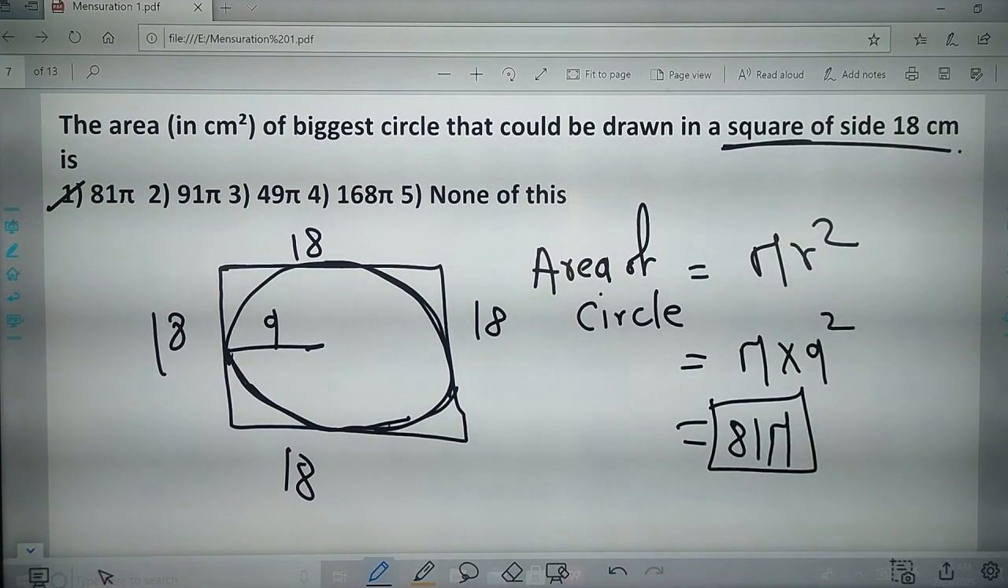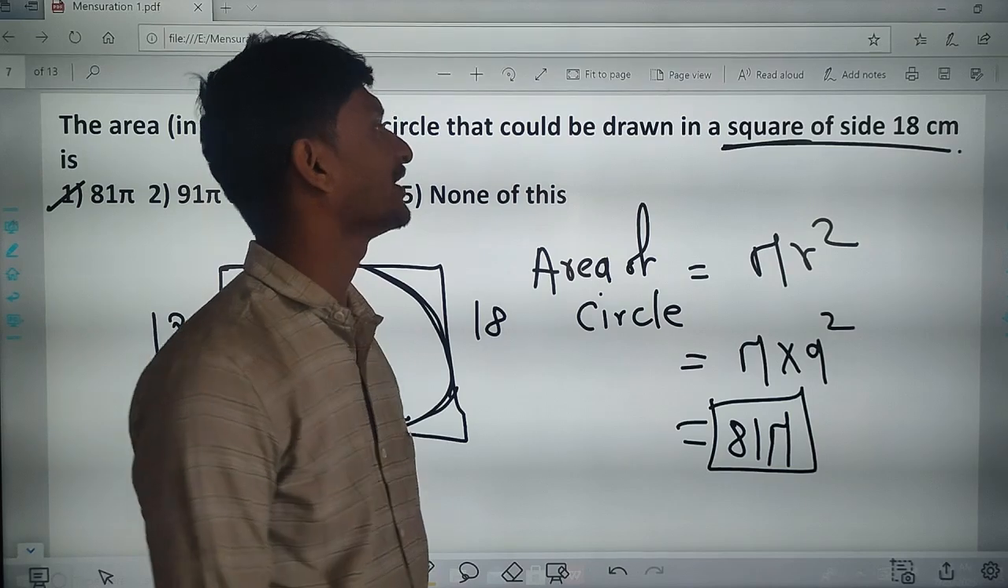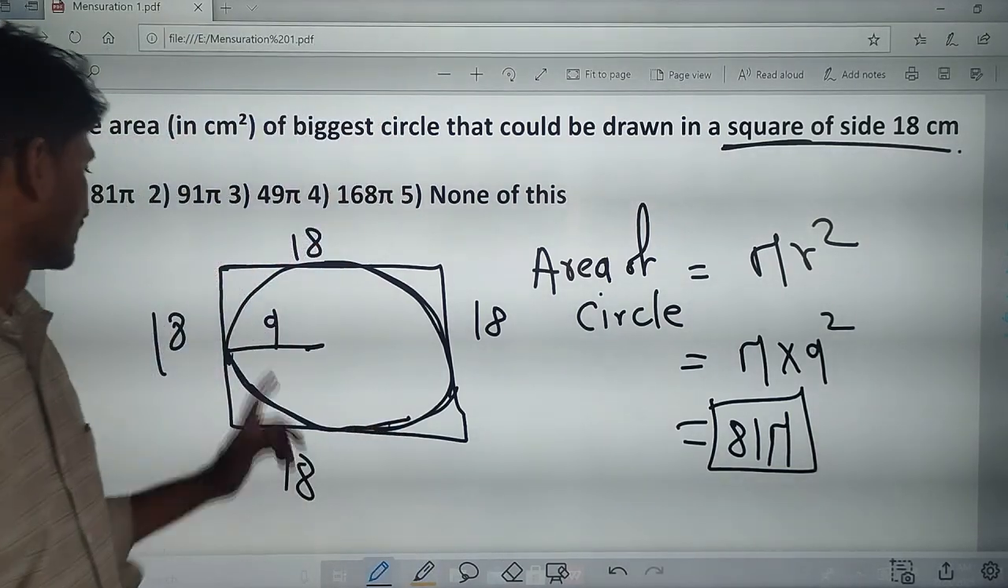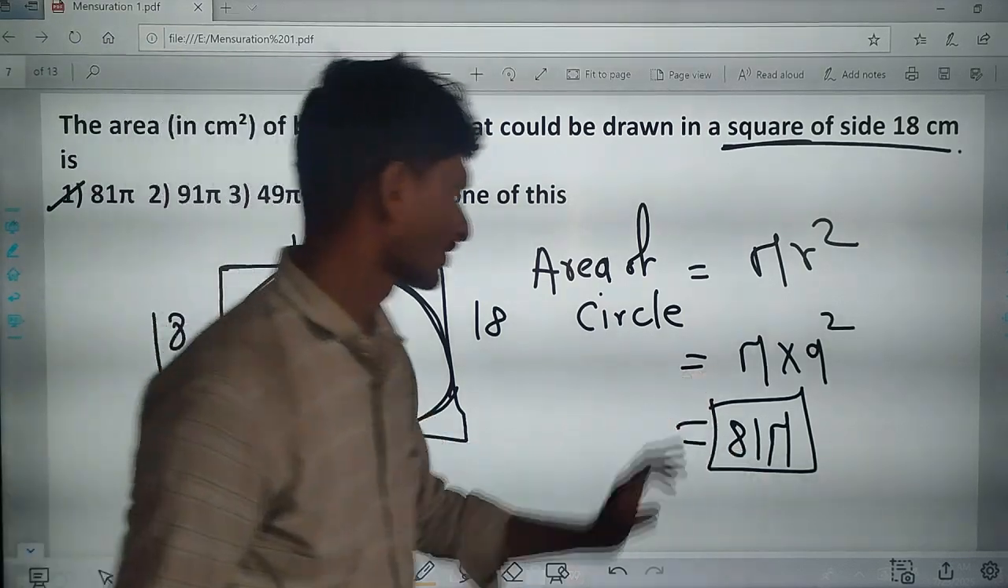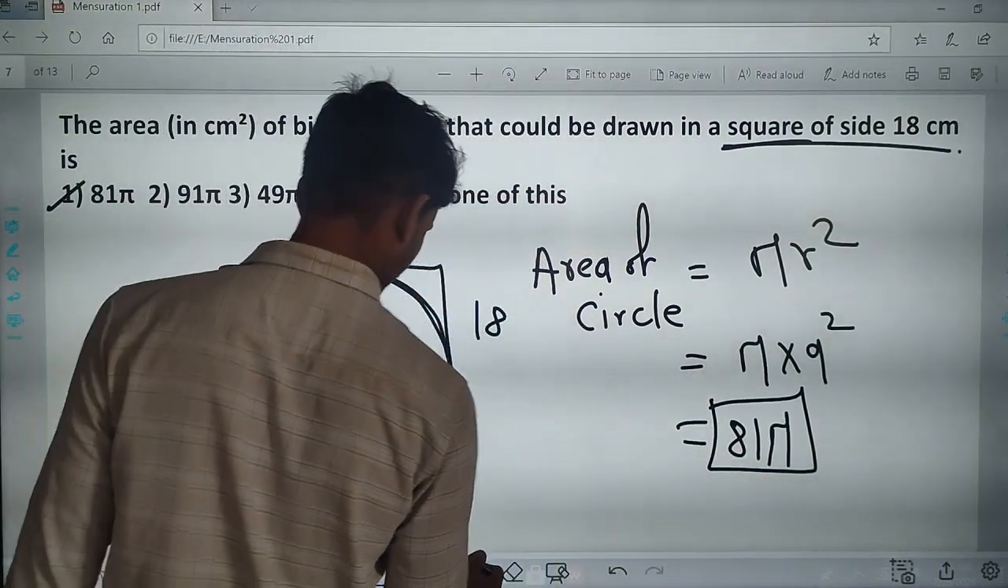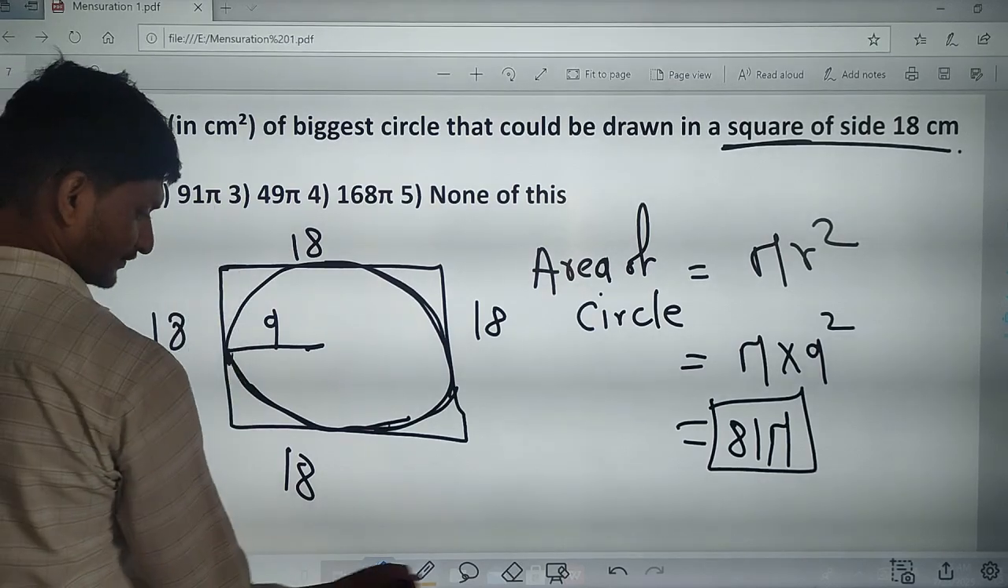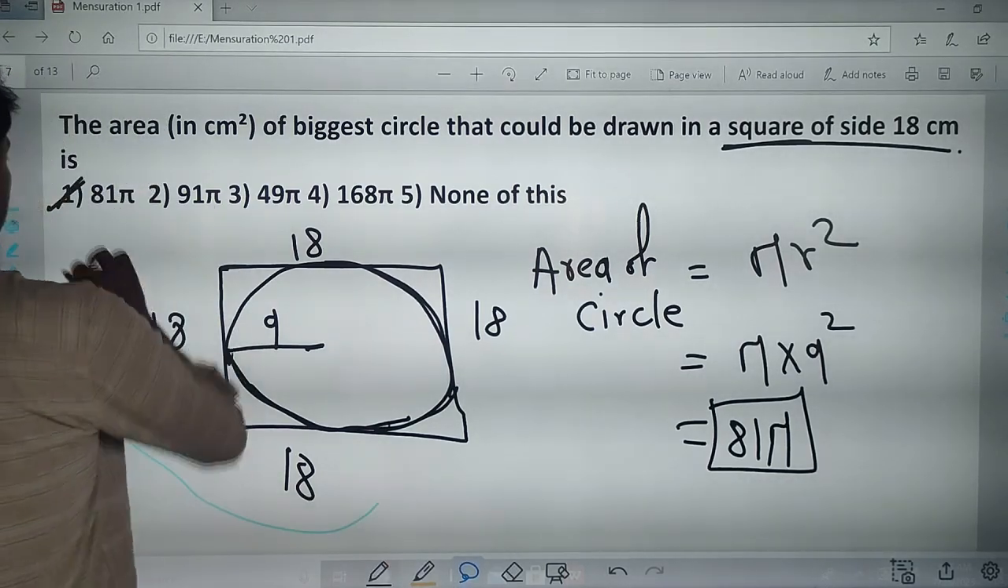The area of the biggest circle that can be drawn in the square of side 18 centimeter is 81 pi. This is your answer. Now next.